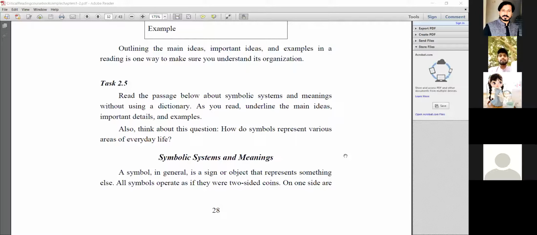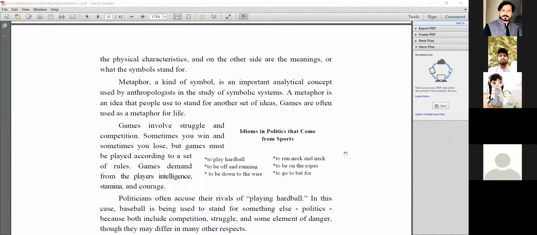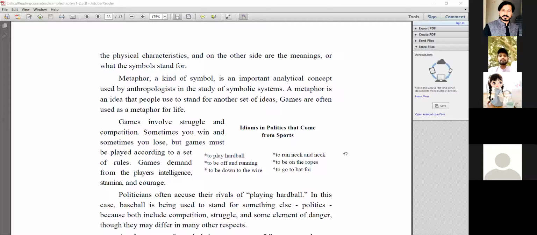A symbol in general is a sign or object that represents something else. All symbols operate as if they were two-sided coins. On one side are the physical characteristics, and on the other side are the meanings, or what the symbols stand for.